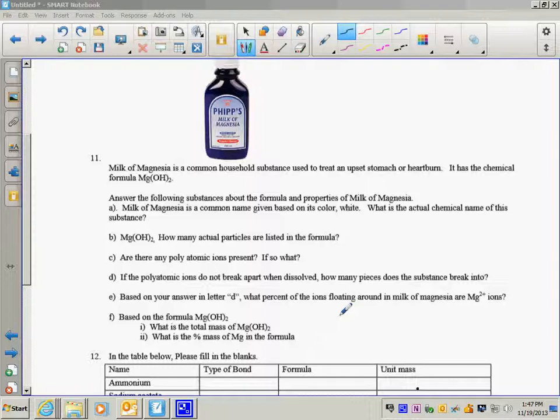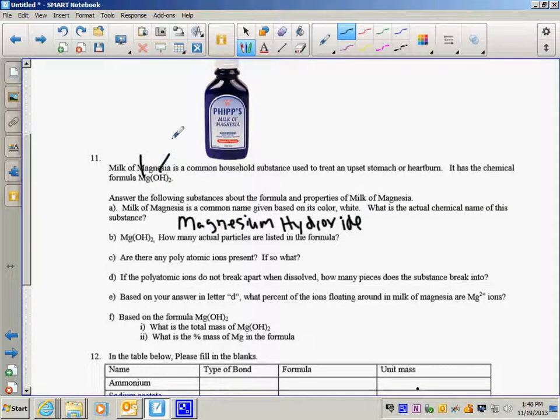It says A, milk of magnesia is a common name based on its white color. What is the actual name for this substance? And it's this one here. That's going to be magnesium hydroxide. It's an ionic compound, just name the cation, name the anion.